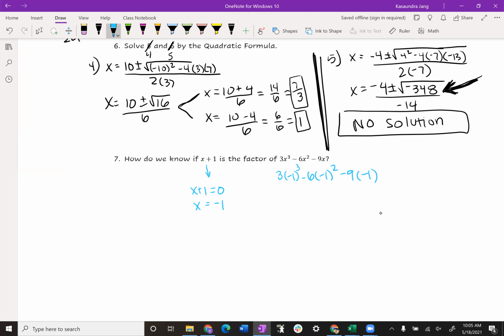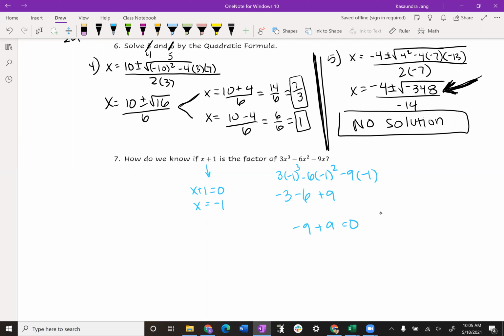Okay, so let's see what this equals. Negative 1 cubed is negative 1. So negative 1 times 3 is negative 3. Negative 1 squared is a positive 1. So positive 1 times 6 is a negative 6. And negative 9 times negative 1 is a positive 9. All right, so it looks like these guys together, negative 9 plus 9 is 0.